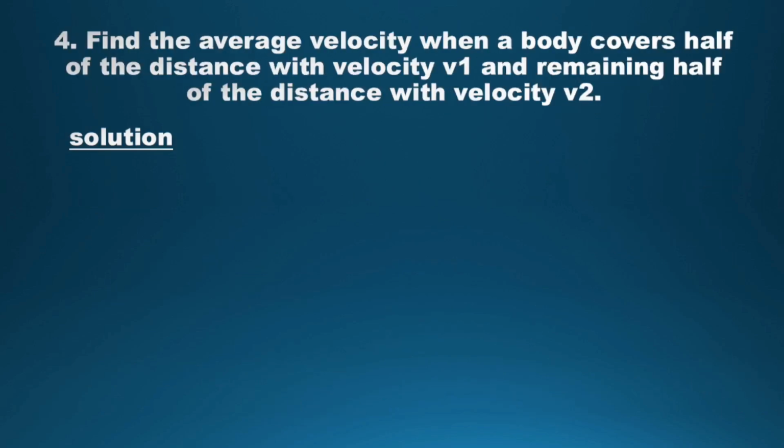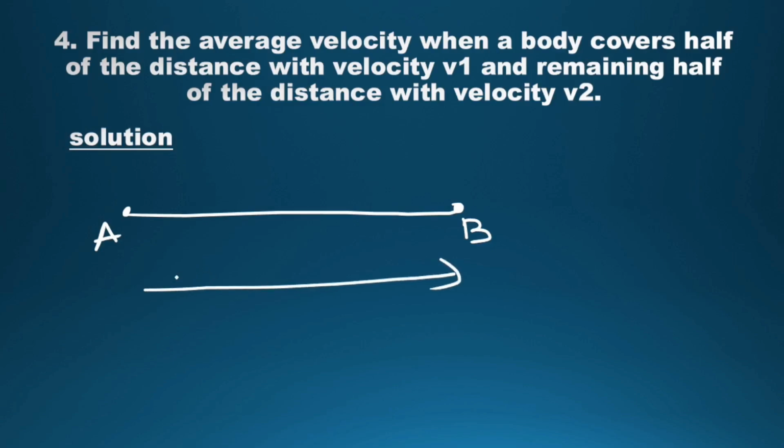Now see the next problem. Find the average velocity when a body covers half of the distance with velocity v1 and the remaining half of the distance with velocity v2. See, in this case, let's take the path A and B. Let S be the total displacement. Now for half of the distance means S by 2. Here also S by 2.